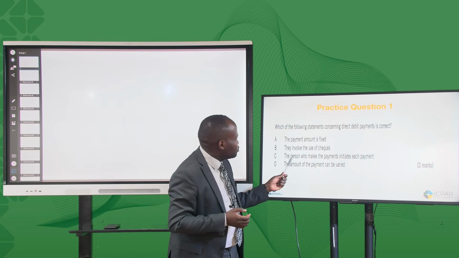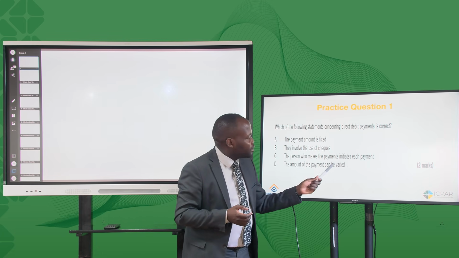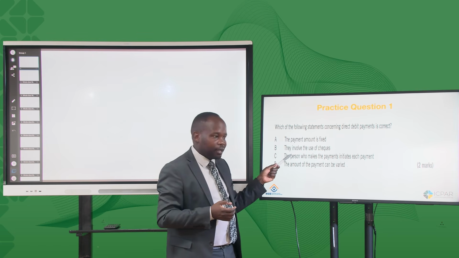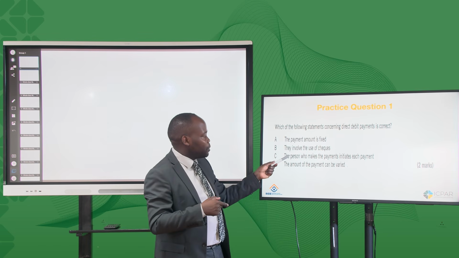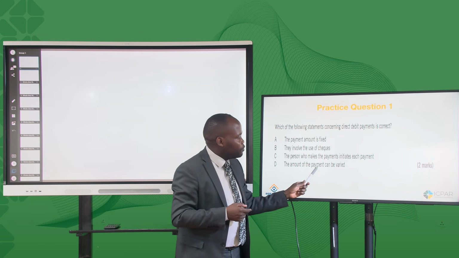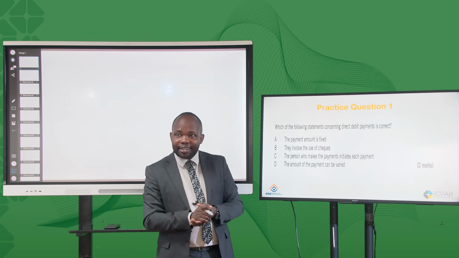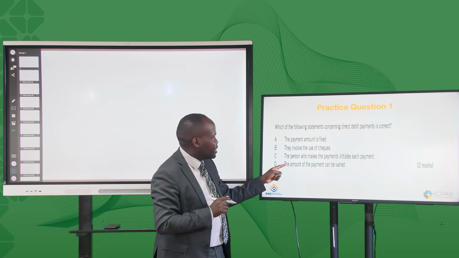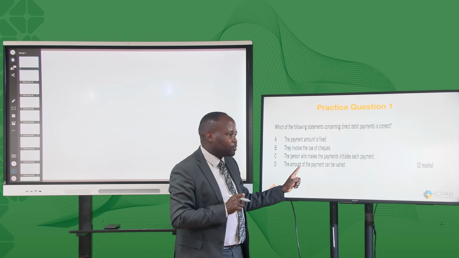C, the person who makes the payment initiates each payment. No, that's a standing order. Remember, it is the customer who initiates payment there. And D, the amount of the payment can be varied. That is true, so this is the correct answer. In a direct debit, the amount varies.